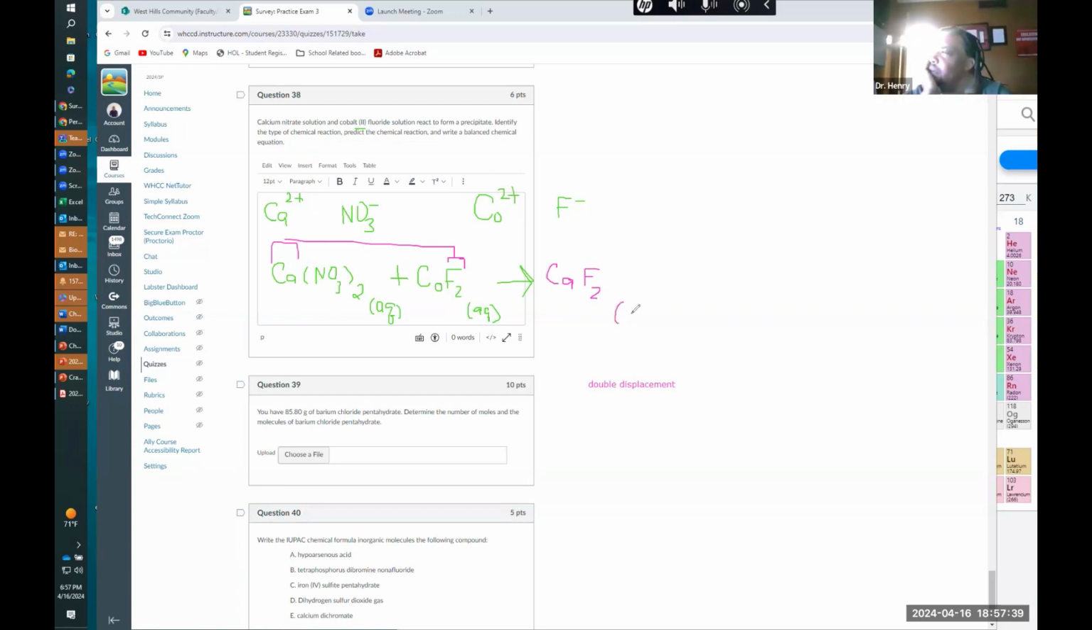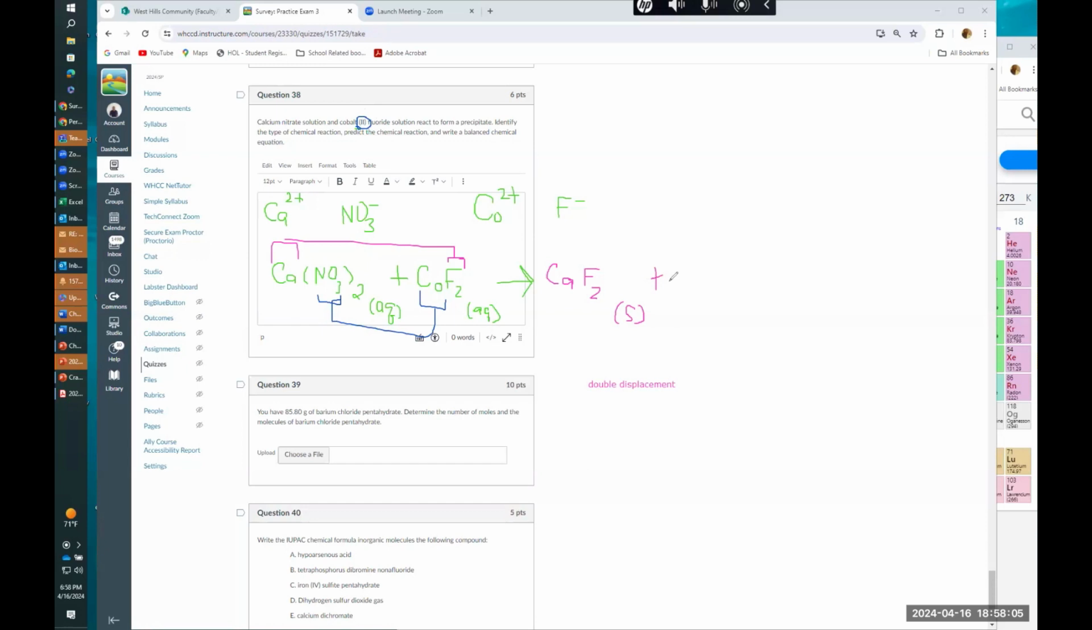And I'm trying to remember, calcium fluoride, I think that's a solid. Yep. Plus, and who else is hooking up with who? The cobalt with the nitrate. That's right. The cobalt goes first because it's positive. And it's plus what?